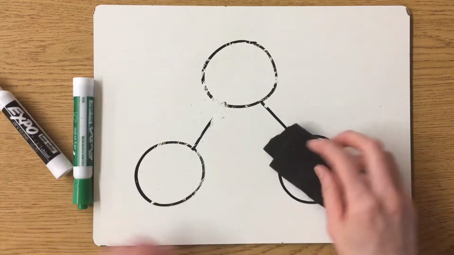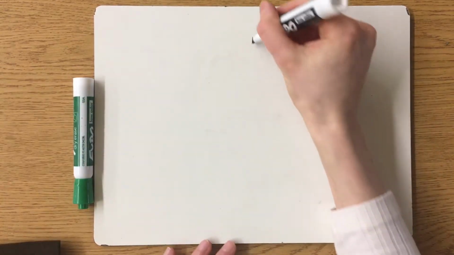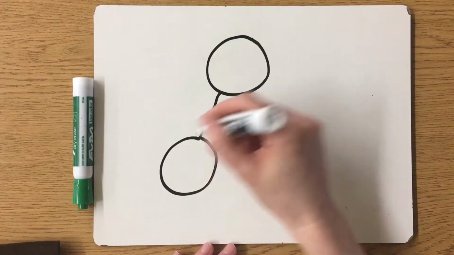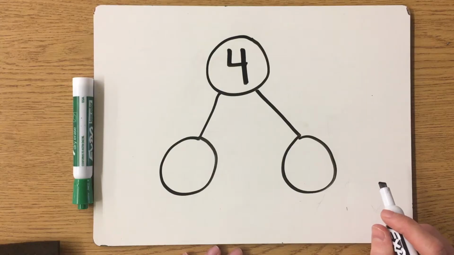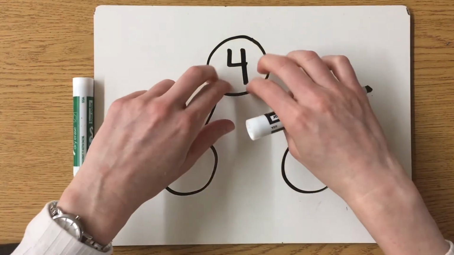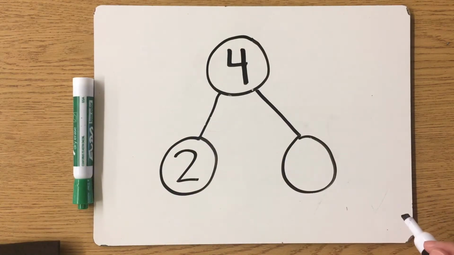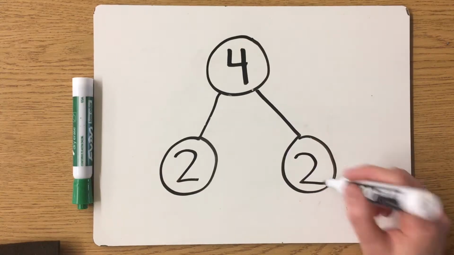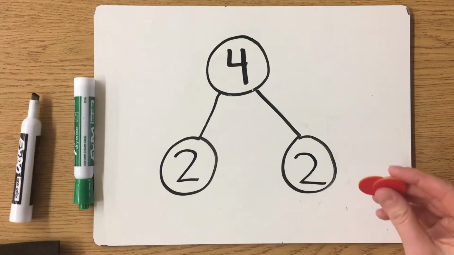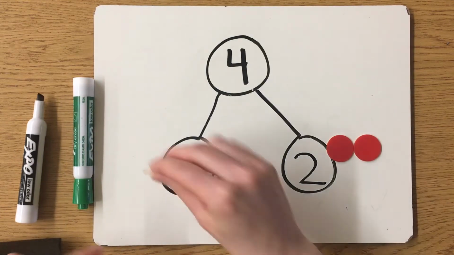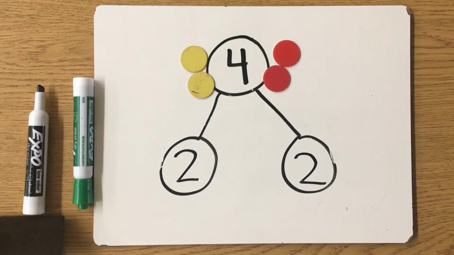Now that I've shown you what this looks like with counters, let's try it with numbers. I have 4 in my whole group. I'm going to imagine the whole group is being split into parts. There are 2 counters in one part and 2 in the other. We can confirm that this is correct by using counters to prove it. If I put my parts together, it equals the whole group.